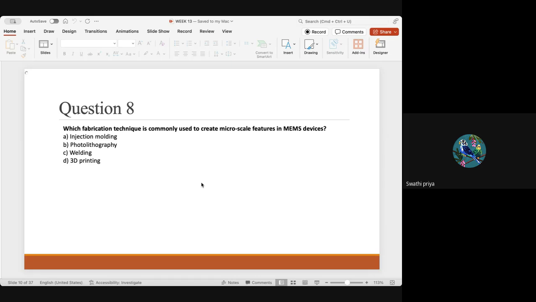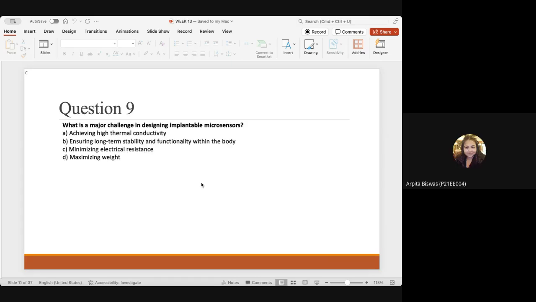Option B, photolithography, ma'am. Yes, option B, photolithography is the right option. So next, question number 9. What is the major challenge in designing an implantable microsensor?